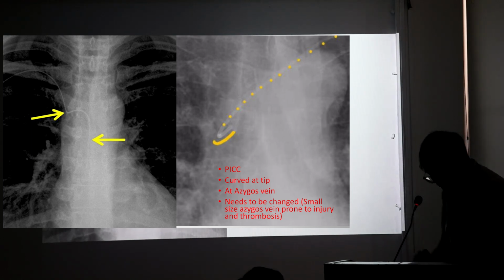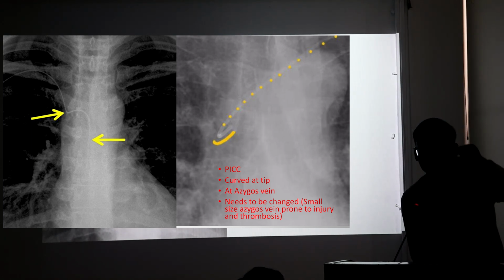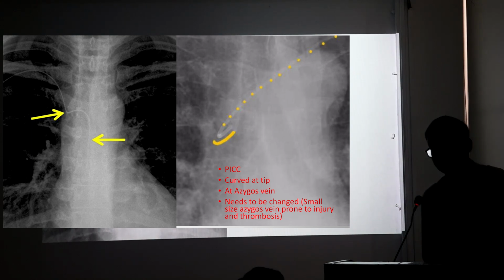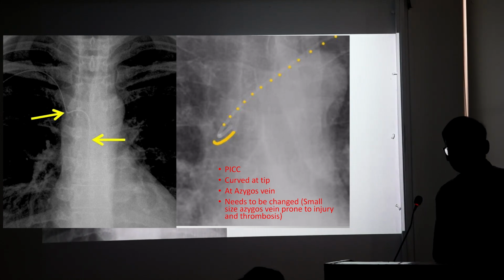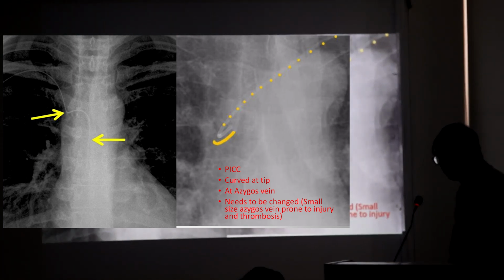So that's the position where the azygous vein starts. So we have inadvertently, since it's a blind procedure, entered into the azygous vein. Would you like to keep it? Because you are entering in the venous system, would you like to keep it or would you like to remove it? Yeah, because there is a high risk of thrombosis. It's a small caliber vein compared to SVC, so we'd like to withdraw it. And this is a PICC showing it is curved at its tip at the same level as we can see on the left. So this is also there at the azygous vein.